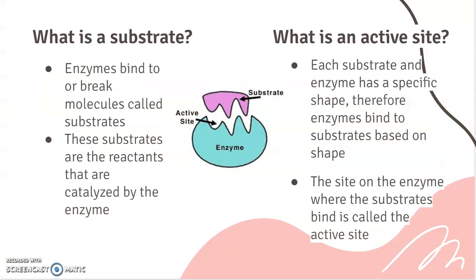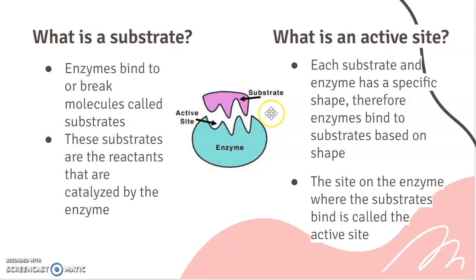So we definitely need enzymes. Real quick, just to talk a little bit about what they are, the specific parts of it, because being able to label and know what enzymes are and the process of that is important. So it says enzymes bind to or break molecules called substrates. So they're going to bind or break. And these substrates are the reactants that are catalyzed by the enzyme. So basically, those are going to be the things that are going to be sped up.